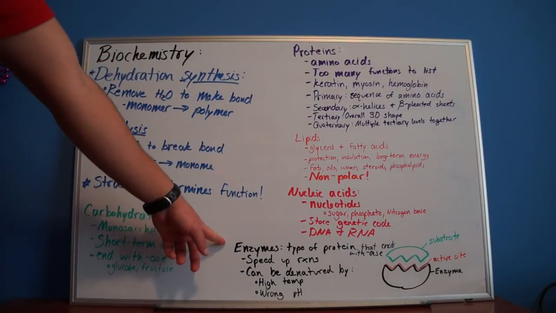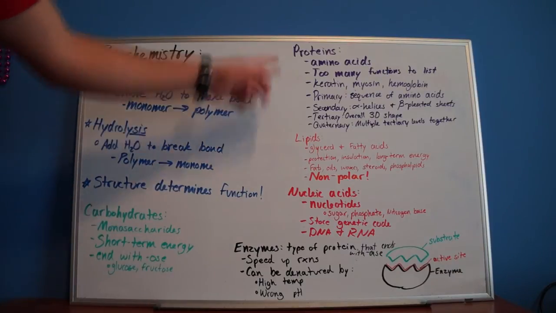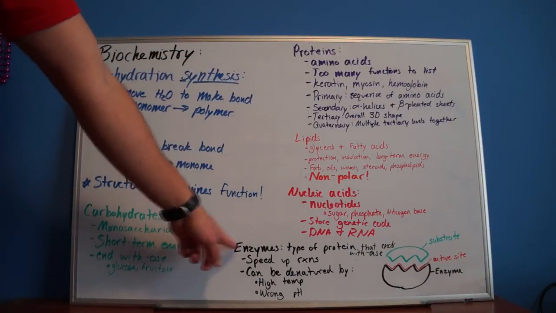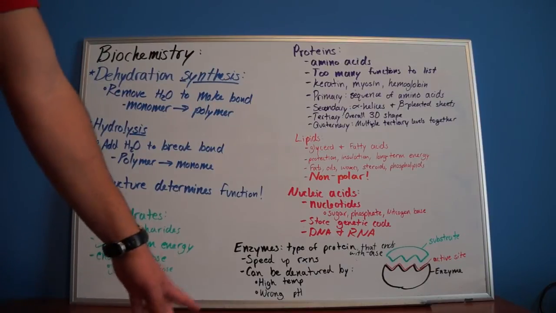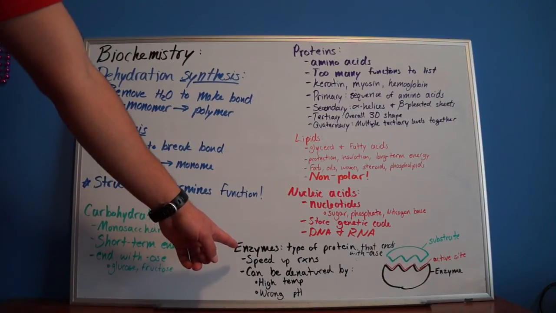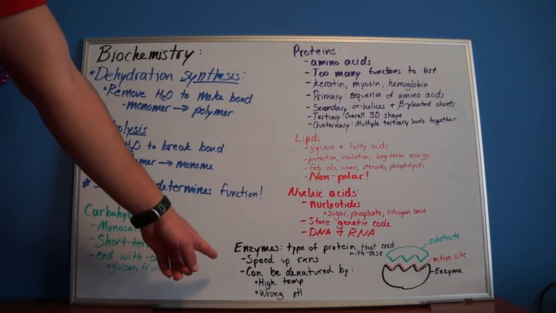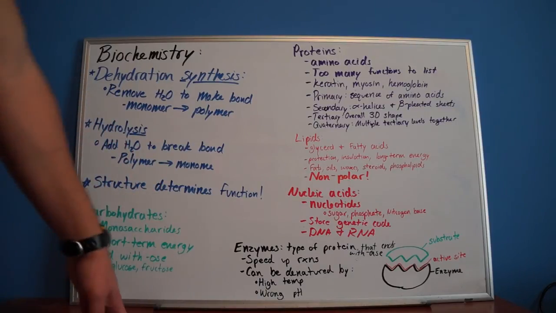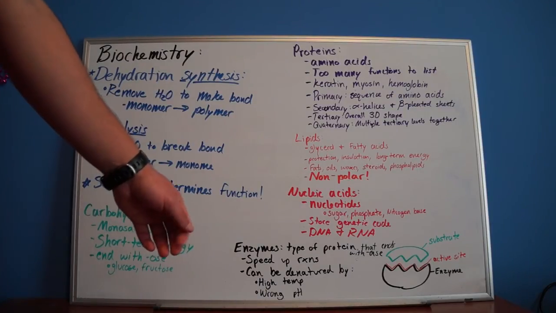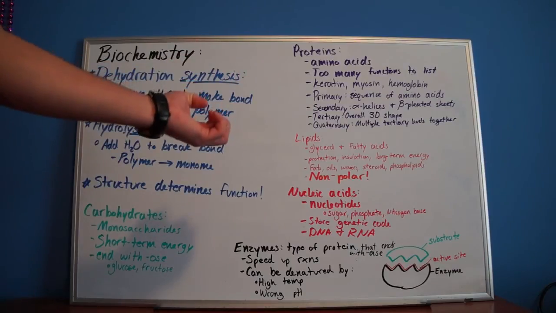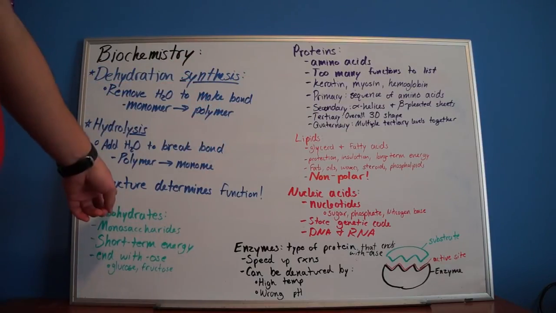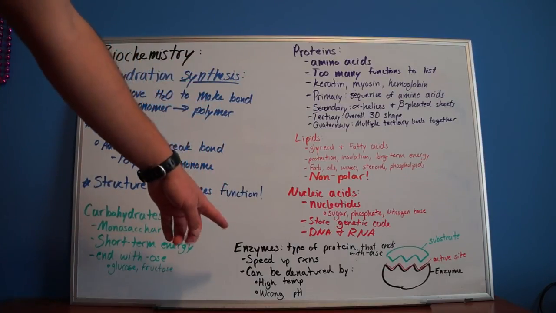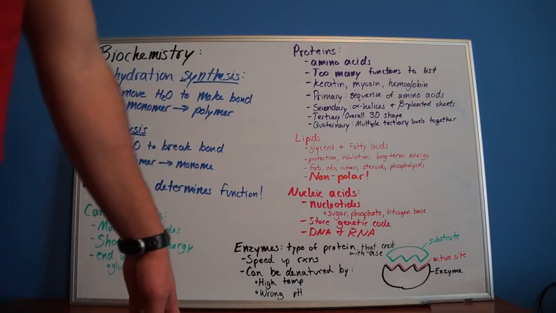Then we also have enzymes, which is a type of protein. These enzymes usually end with ACE. Overall, they speed up reactions, meaning they can make or break bonds. They can be denatured by a couple things: high temperature and wrong pH. Remember, denaturing changes the shape of the enzyme. So if we change the structure, we change the function. So they no longer work. They end up getting denatured.